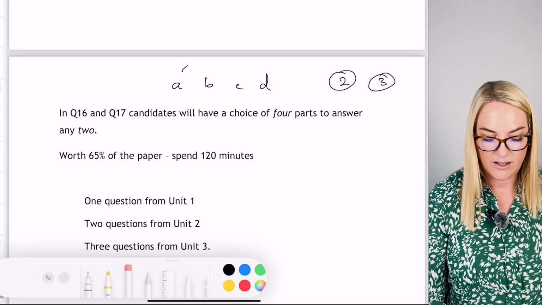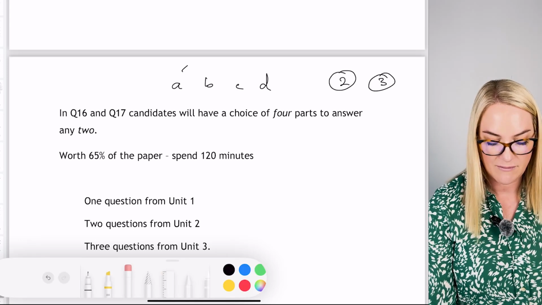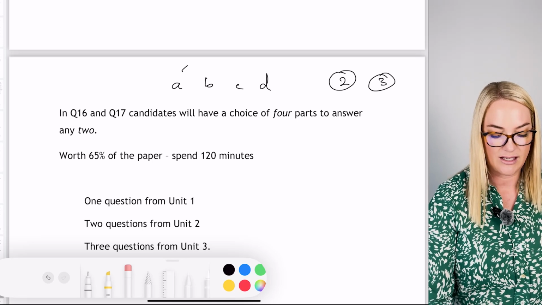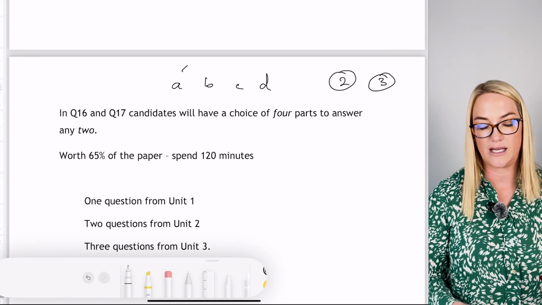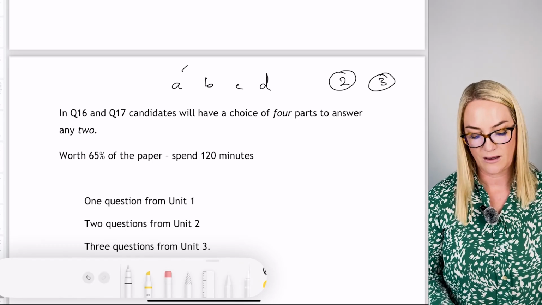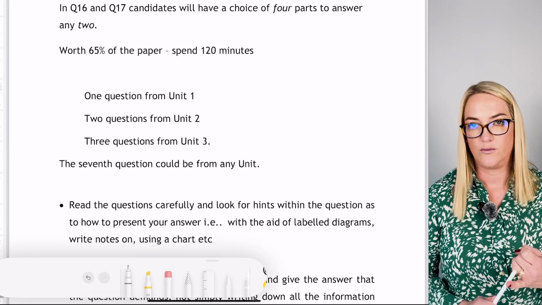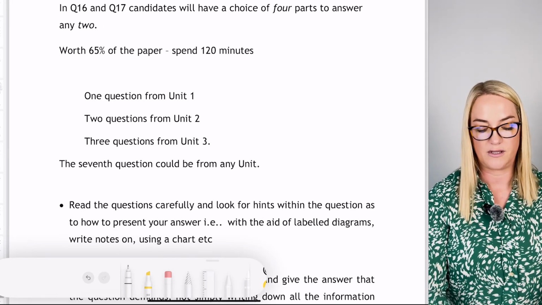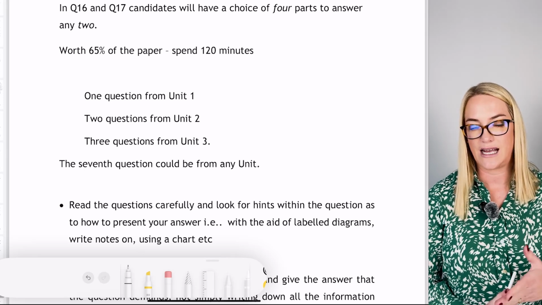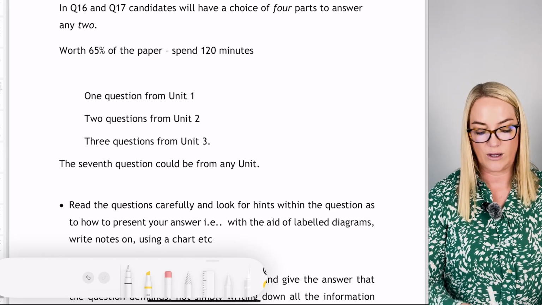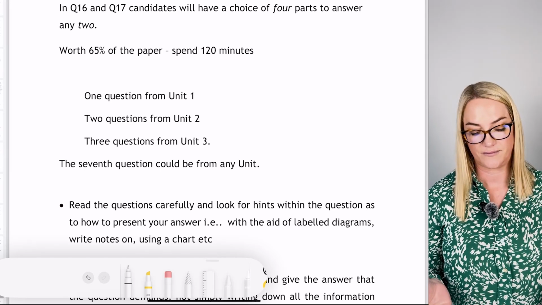So they will be 2 30-mark questions. So each question here is worth 30 marks. And your best 2 will be picked for that. Of section C, 1 question has to come from unit 1, 2 questions have to come from unit 2, 3 questions have to come from unit 3, and the 7th question could be from any unit.